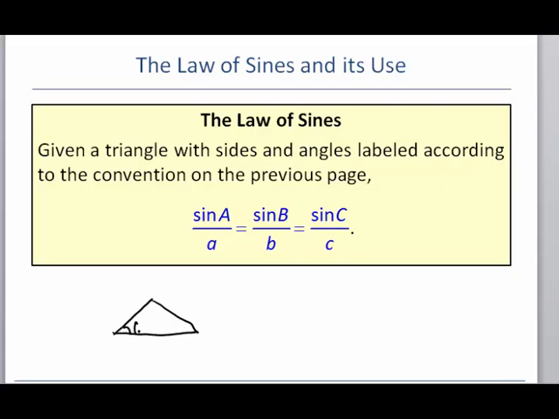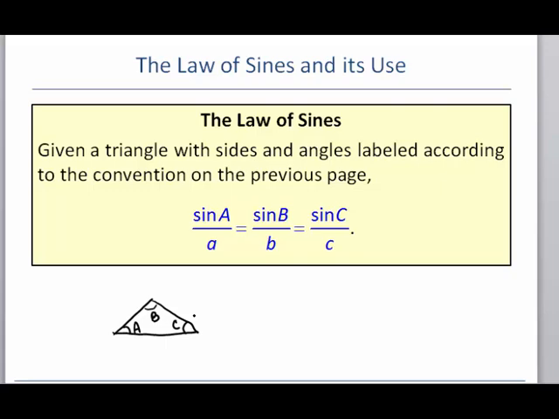So we're going to have angle A, another angle which we'll call B, and another angle which we'll call C. Now, the lowercase letters a, b, and c represent the side lengths of the triangle.